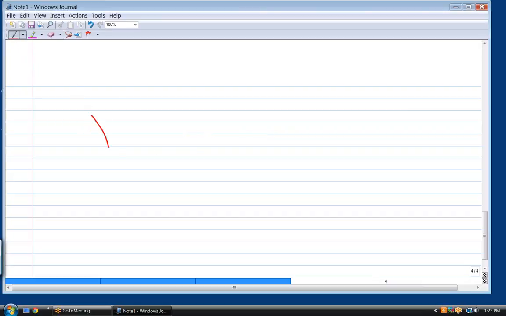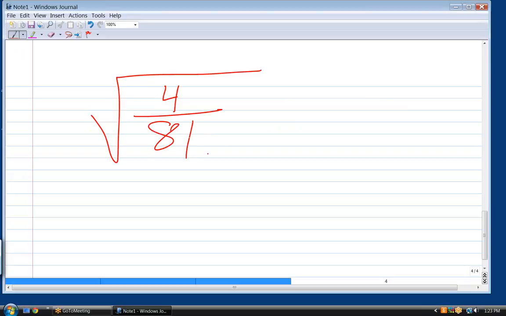Yeah. What is the square root of 4/81? So it'd be the square root of 4, that would be 2, and the square root of 81. What's 8 and 1 add to? 9. There's your answer. Oh. That's what the square root of 81 is.